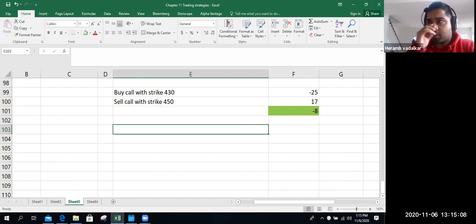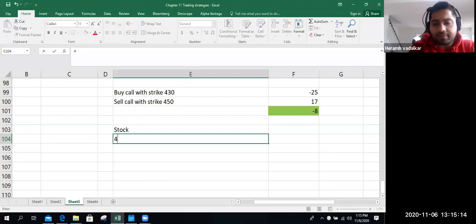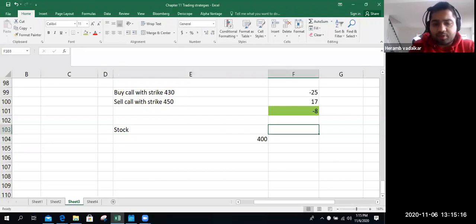So there are different possibilities. The first possibility is the stock price on maturity is 400. The second possibility is the stock price on maturity is in between those. So let's say 440.